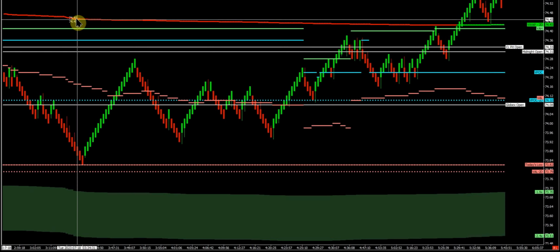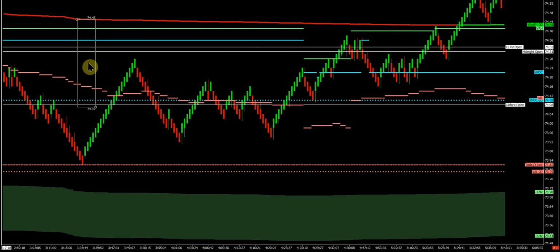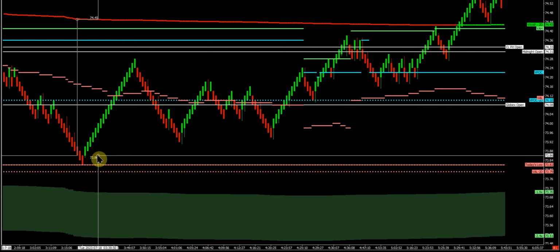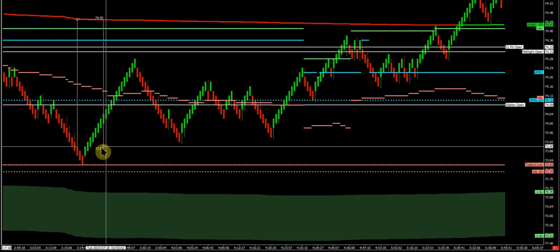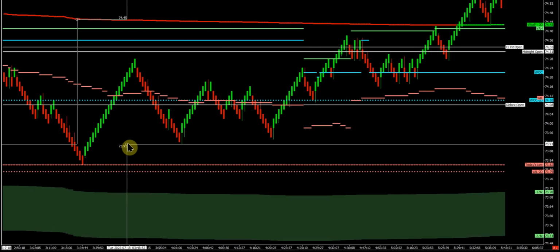And price usually comes back to VWAP, right? So 74.45. If I wanted to make that money, 74.45, I'm looking at 73.95, right? Okay. So I would have to short it. I have to go long.